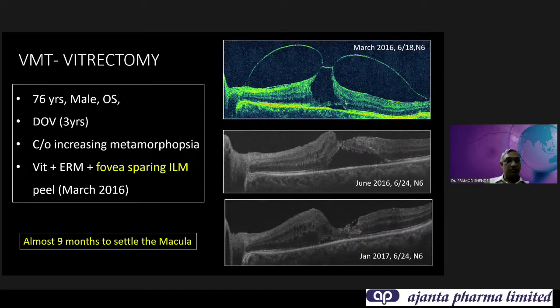And as happened in the subsequent case here, a 76-year-old male, typical again, same picture. Here because of the amount of fovea being pulled up and the cystic changes, we were worried about creating a full thickness macular hole on the table during vitrectomy and separating the posterior hyaloid. So we decided to do a fovea-sparing ILM peeling along with the removal of the vitreous, posterior hyaloid and ERM, and gave enough time. Slowly things started settling down, and it took almost 9 months for this macular area to settle back.